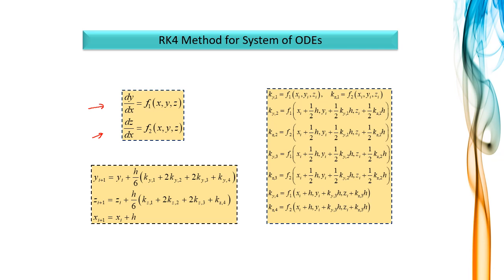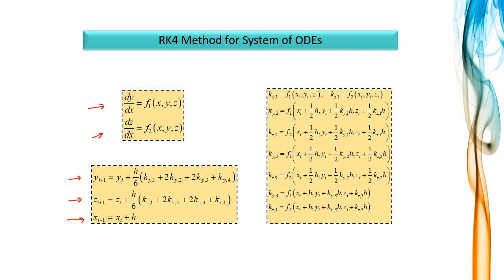Firstly, we have x(i+1) equal to x(i) plus h. And we have y(i+1) is equal to y(i) plus h over 6 multiplied with ky1 plus 2ky2 plus 2ky3 plus ky4. The next one, we have z(i+1) is equal to z(i) plus h over 6 multiplied with kz1 plus 2kz2 plus 2kz3 plus kz4.